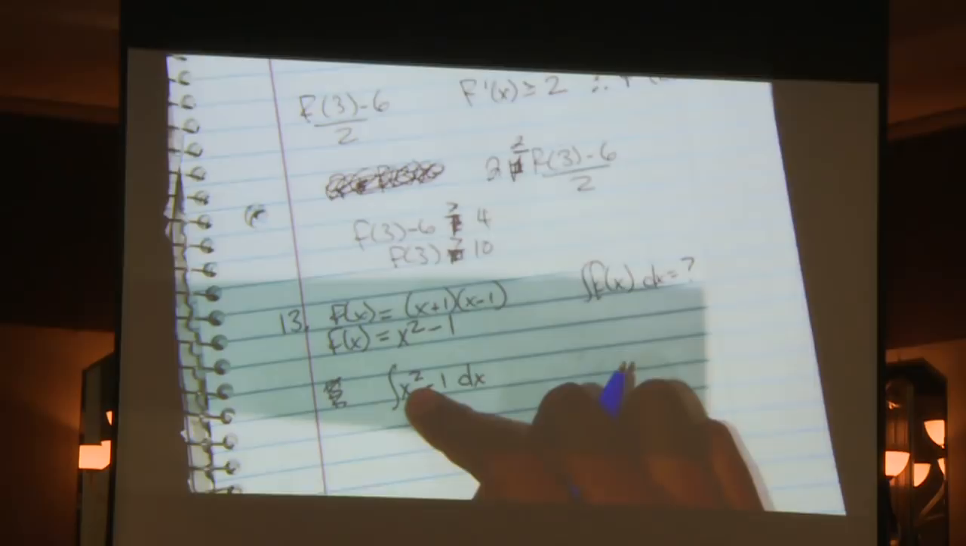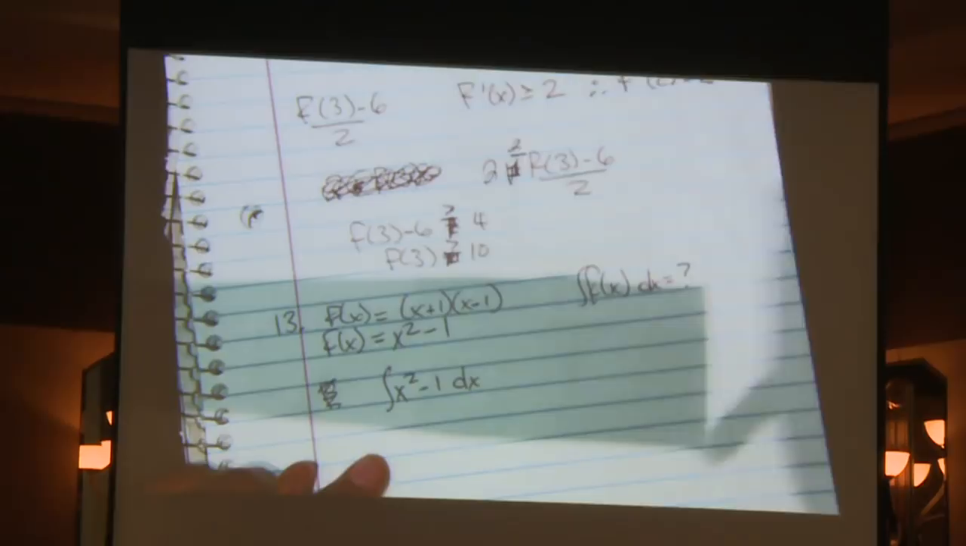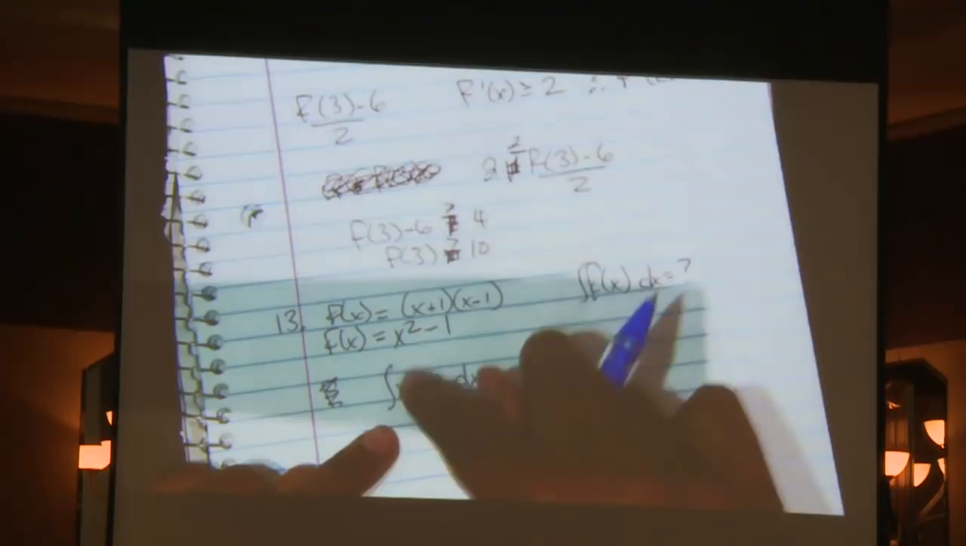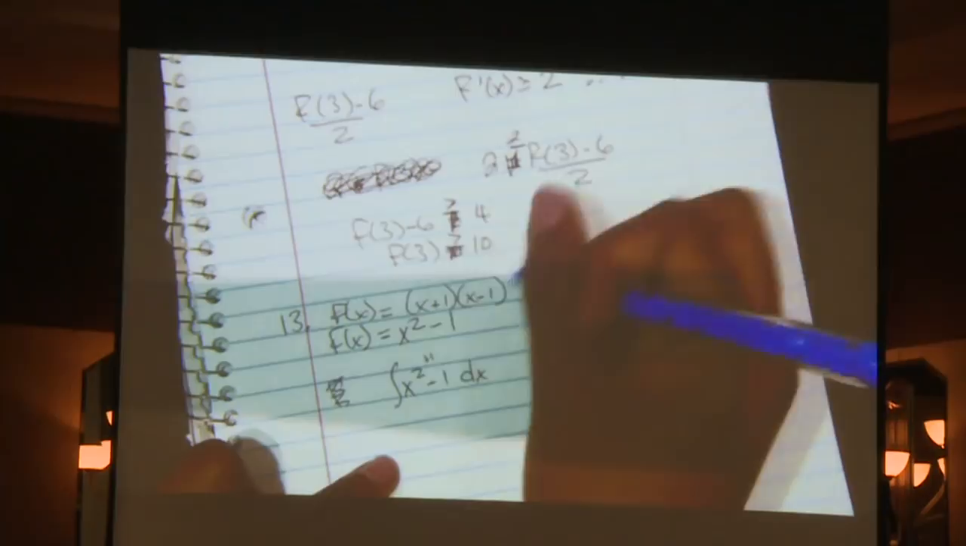Antiderivative, excuse me. So with this, it's completely the opposite of your other rule. So instead of multiplying by the exponent and then subtracting 1, you're going to add 1 and then divide by the given exponent. So add 1 to the exponent. That gives me 3. And then I'll divide by 3. So that gives me x cubed over 3.